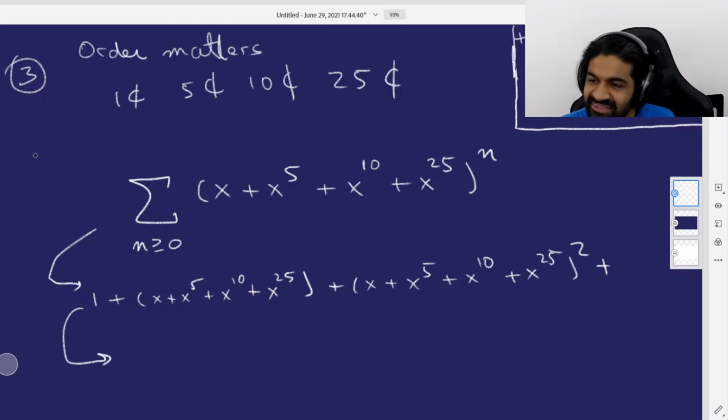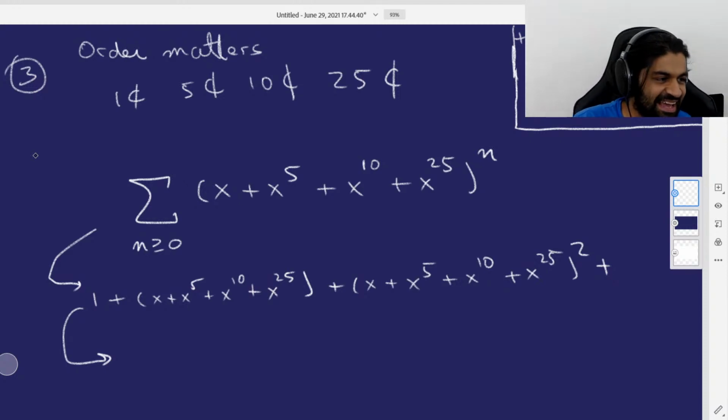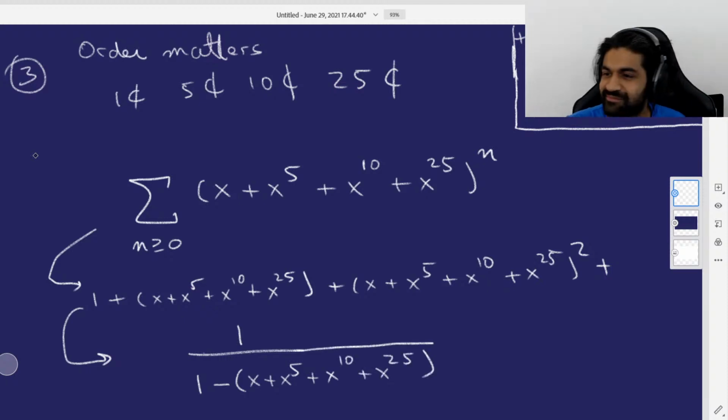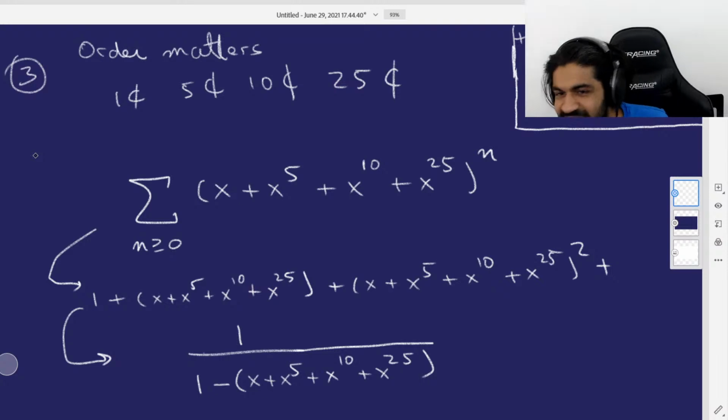Well, I have it set on low latency, but there could be a delay, but this is just going to be 1 over 1 minus x plus x to the 5th plus x to the 10th plus x to the 25th. There it is. Okay, Mohammed got it. Okay, so guess what?